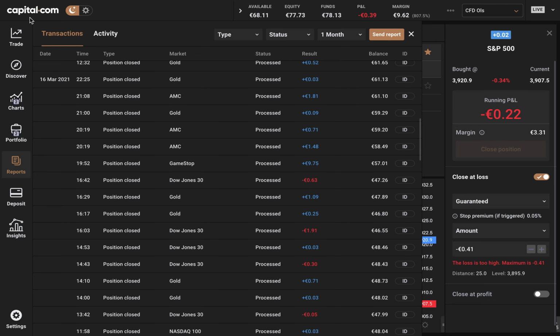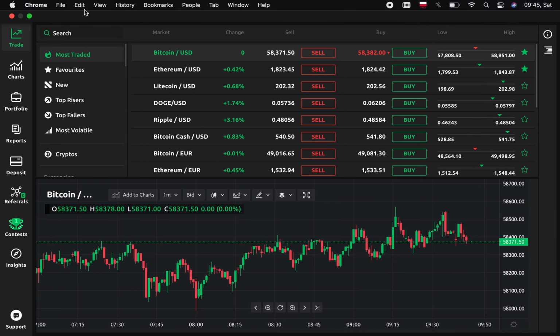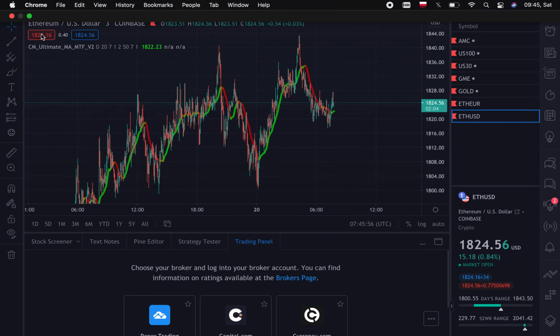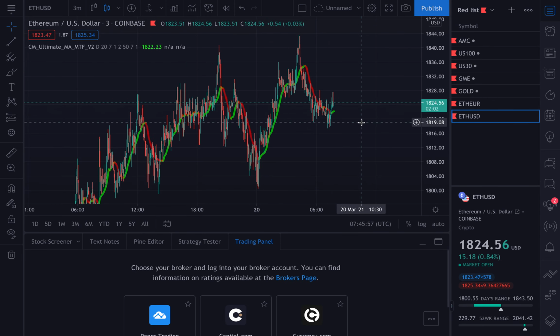I'm reviewing capital.com as well as currency.com web platforms. These are great platforms, but they also have their own advantages and disadvantages. So let's talk about the first thing.